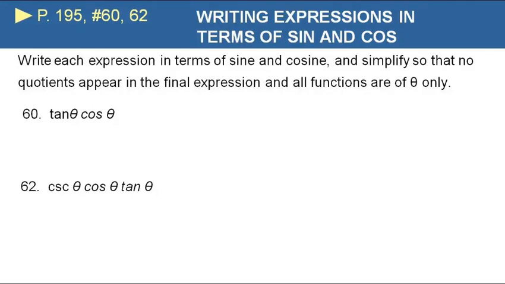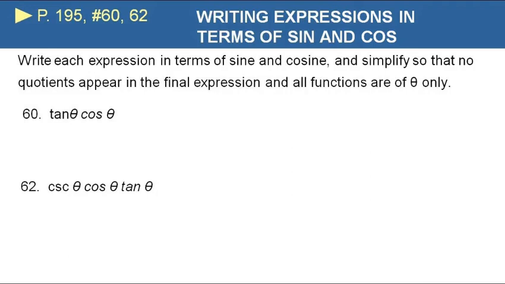Okay, now we come to what this section and this entire chapter really is about, which is taking a complicated expression and simplifying it to something less complicated. So what they suggest we do here is write each expression in terms of sine and cosine and use that to simplify so that no quotients appear in the final expression. All functions are of theta only. So what they mean by that is no fair leaving the answer like a tangent of negative theta. It has to be a function of theta.